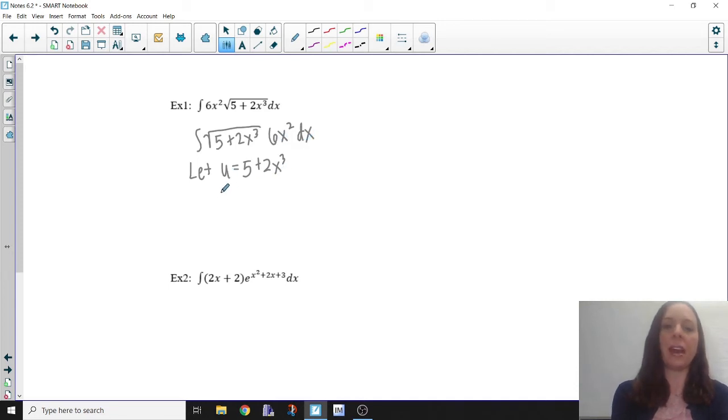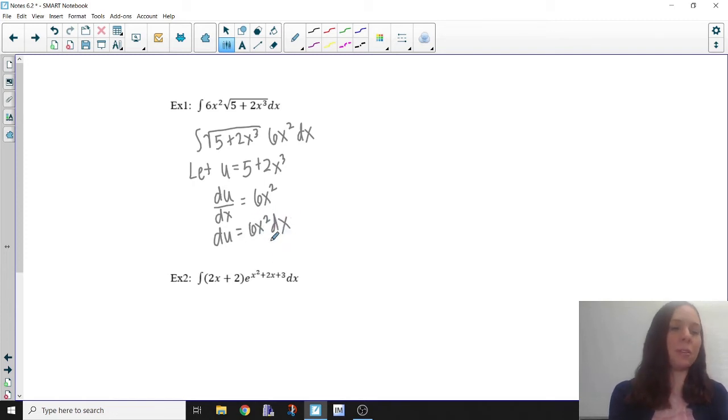Okay, well, to figure that out, you are going to take the derivative of u with respect to x, and I would write it like this. du dx equals, I take the derivative here, the derivative of 5 is 0, 2x cubed becomes 6x squared. Wow, look at that. Okay, now let's move the dx to that 6x squared side like this.